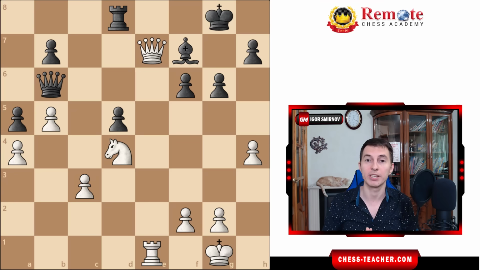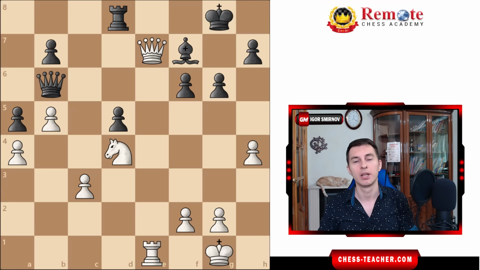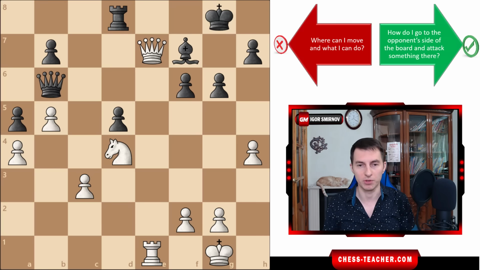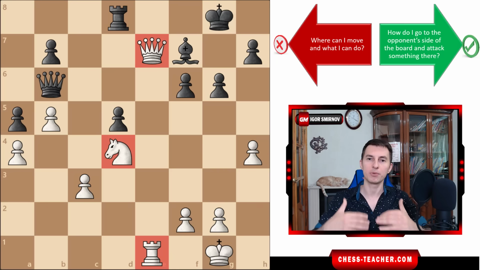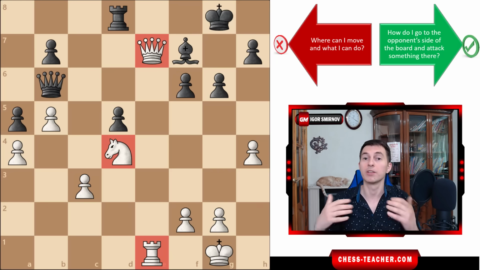Like, how do I attack? Because the traditional way of thinking of chess players is a bit different. People start looking at their pieces and start thinking, where can those pieces be moved, and what can you do here? So you kind of look at your position and start thinking, what are you going to do about that?